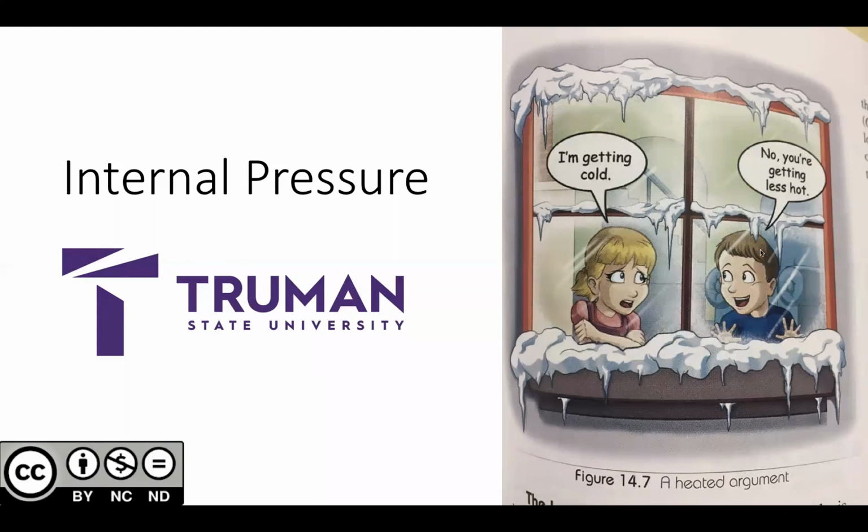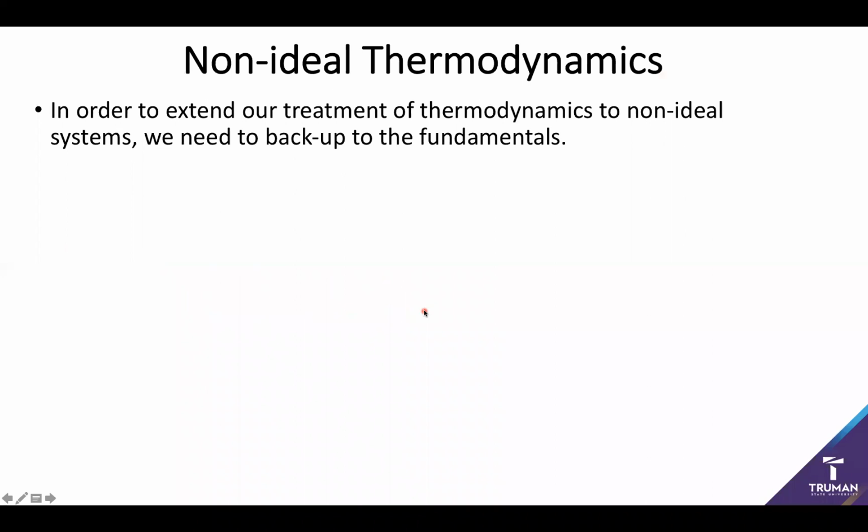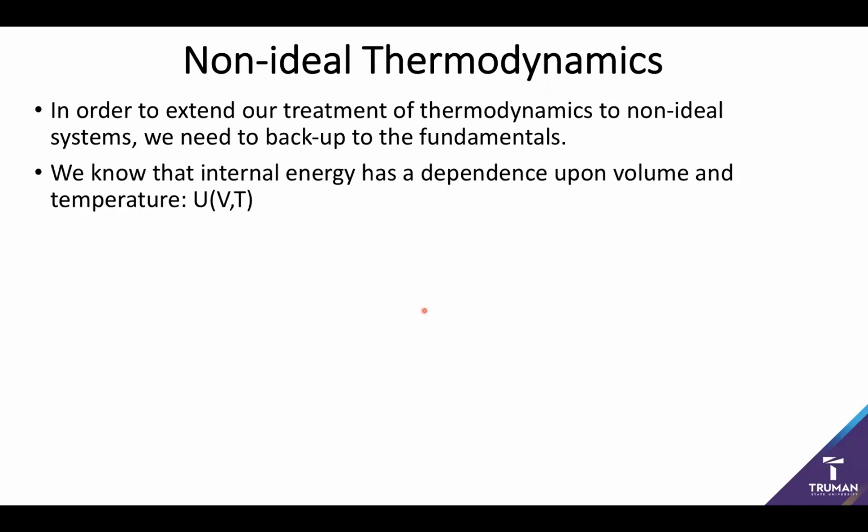the internal pressure. So if we're going to try and describe our thermodynamical functions in a non-ideal system, we're going to really need to back up to figure out where we've been making our approximations and how we can drop them. A good place to start is with our good old friend internal energy. We know that internal energy has a dependence upon both volume and temperature. So we've got a volume and temperature dependence.